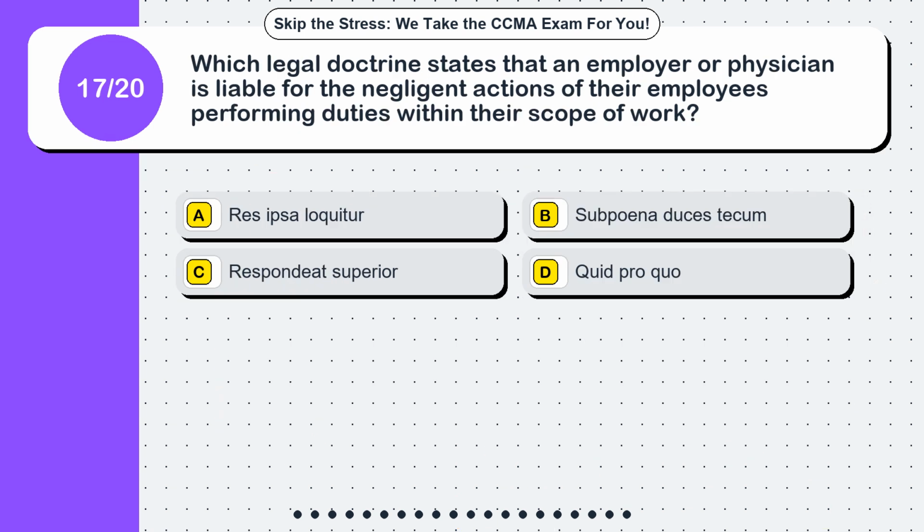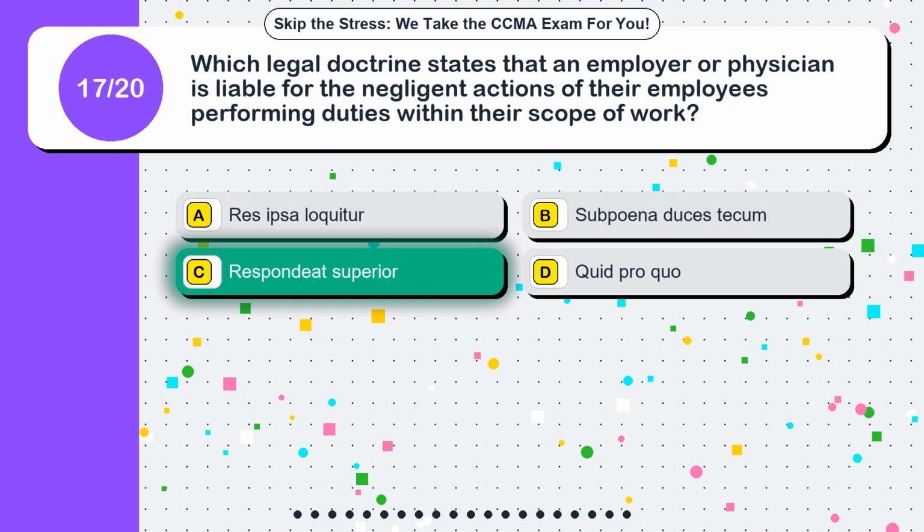Question 17. Which legal doctrine states that an employer or physician is liable for the negligent actions of their employees performing duties within their scope of work? Option A. Res ipsa loquitur. Option B. Subpoena duces tecum. Option C. Respondeat superior. Option D. Quid pro quo. The correct answer is option C. Respondeat superior.